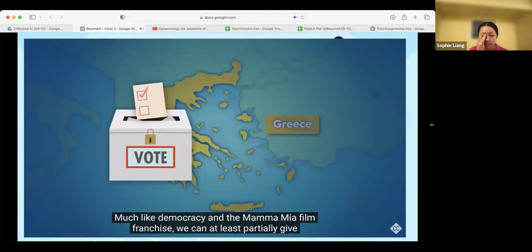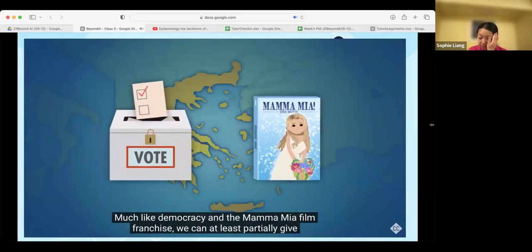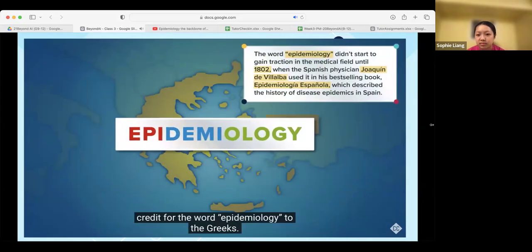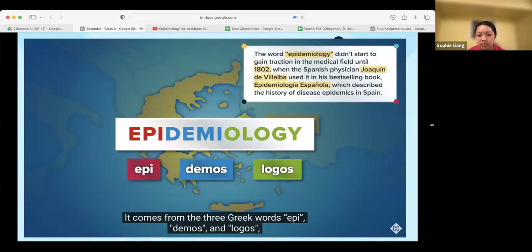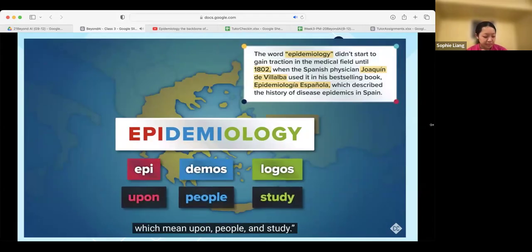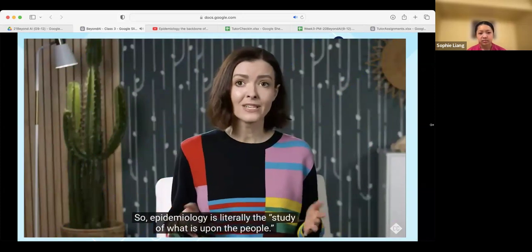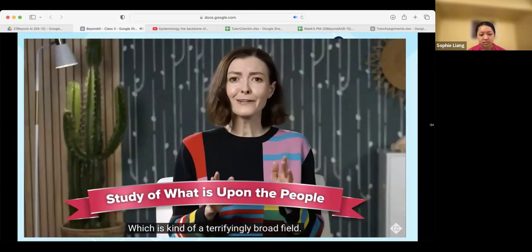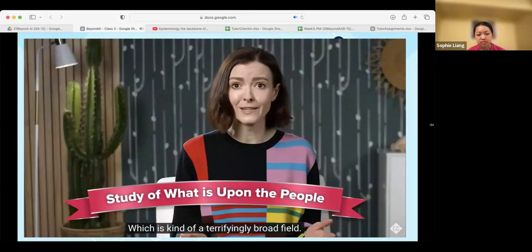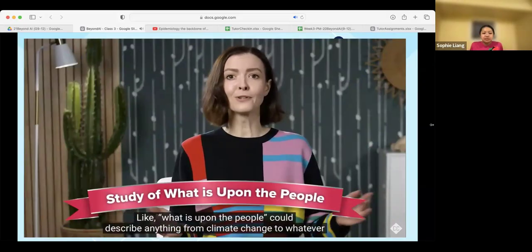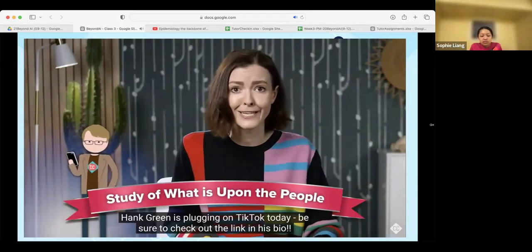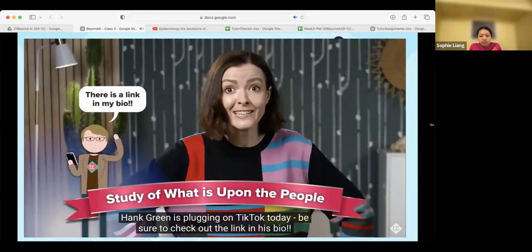Much like democracy and the Mamma Mia film franchise, we can at least partially give credit for the word epidemiology to the Greeks. It comes from the three Greek words epi, demos, and logos, which mean upon, people, and study. So epidemiology is literally the study of what is upon the people, which is kind of a terrifyingly broad field. Like, what is upon the people could describe anything from climate change to whatever Hank Green is plugging on TikTok today. Be sure to check out the link in his bio.